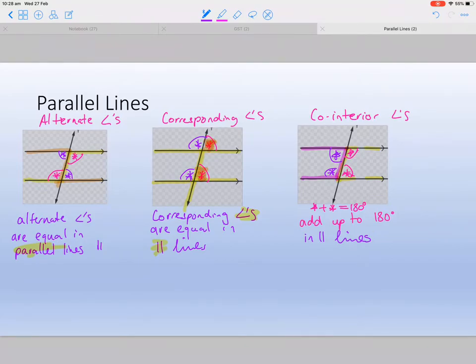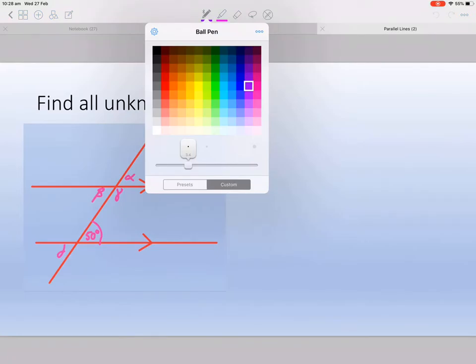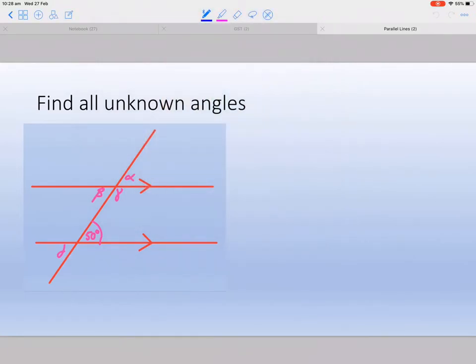Corresponding angles are equal with parallel lines, and co-interior, they're like inside, they will add up to 180 degrees. Okay, what we're going to do is we're going to do this example and then we're done, all right? So I'm going to do this example in blue, okay? So we want to find all these pronumerals, okay?